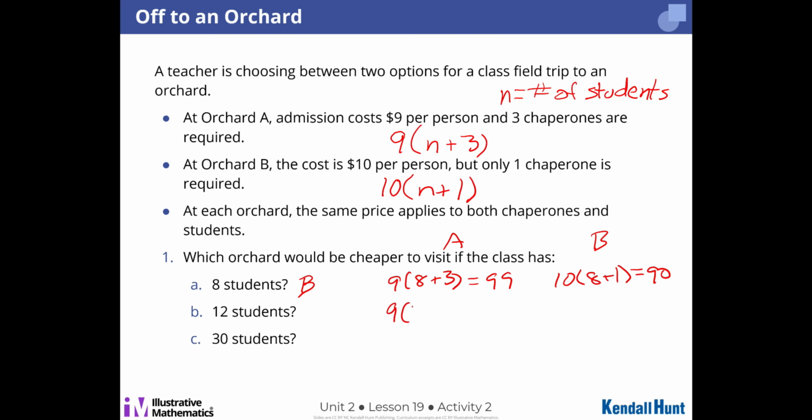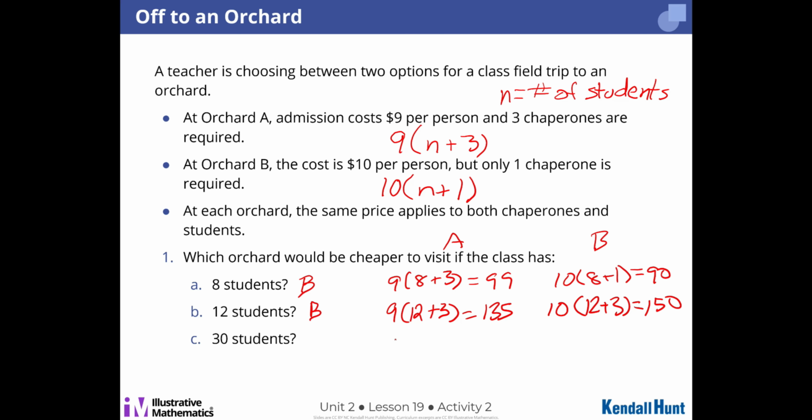I'm going to do the same thing by plugging in 12 to the same expression. So 12 plus 3 is 15, and 9 times 15 gives me $135. We'll check out Orchard B. So 10(12 + 3), 12 plus 3 is 15, so $150. So still, for 12 students, Orchard B is my cheaper route.